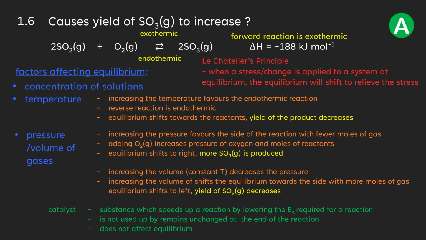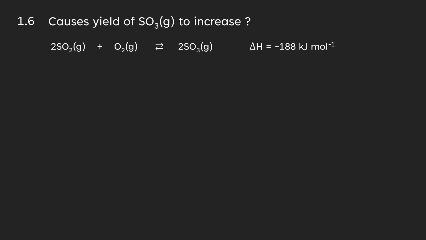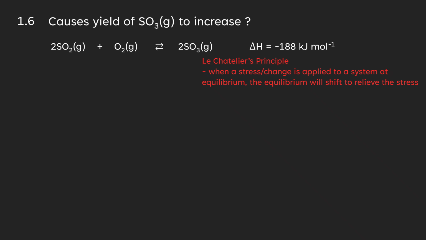Question 1.6. The question asks us to choose the answer which increases the yield of sulfur trioxide. We are given this reaction where sulfur dioxide reacts with oxygen reversibly to form sulfur trioxide. Le Chatelier's principle governs the position of an equilibrium and how much yield of product forms in a reversible reaction.